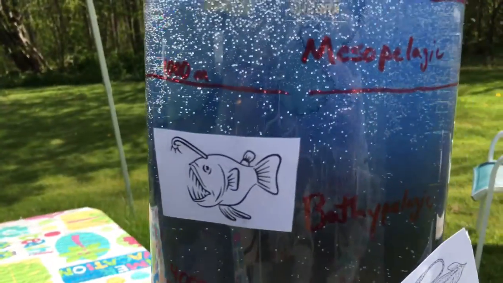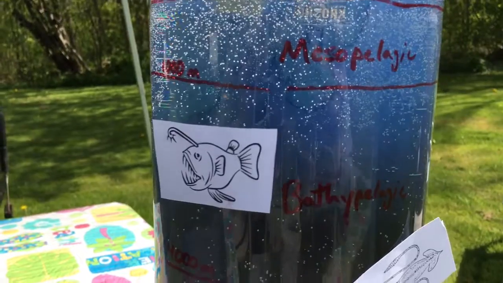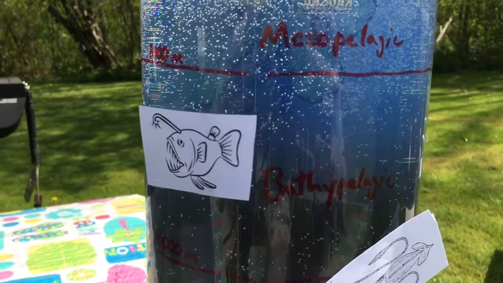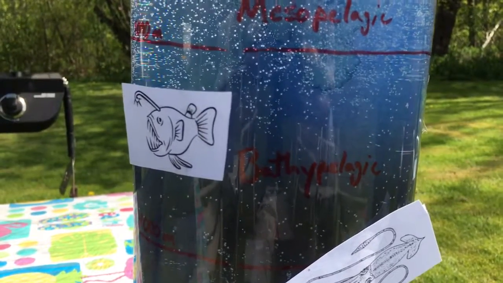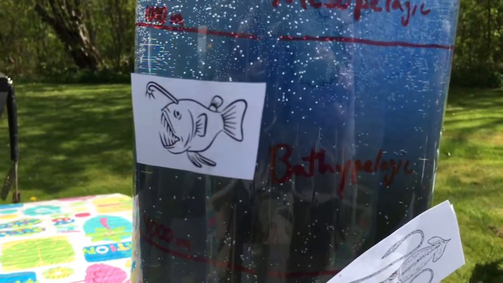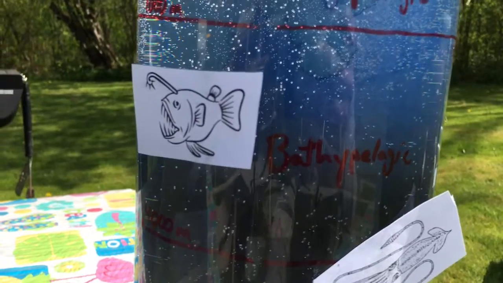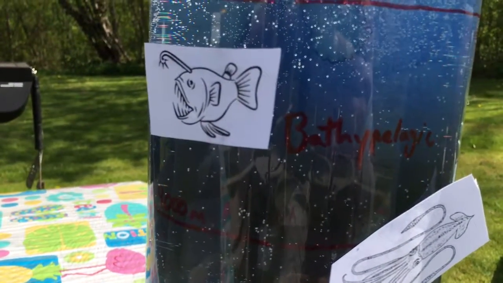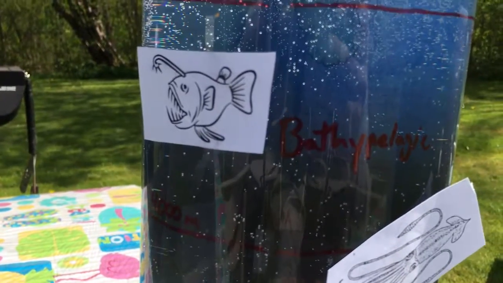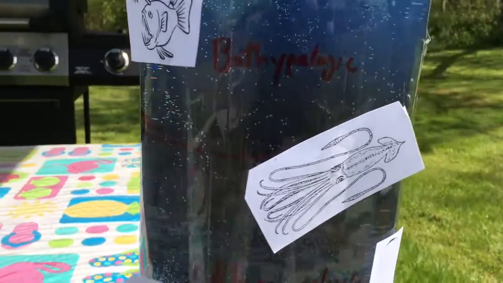We got the anglerfish over here, which live at about a 3,500 meter depth, somewhere in that range, where they have an adaptation: a light on their head that attracts smaller fish. So once they come towards them, they can just eat them really quickly.